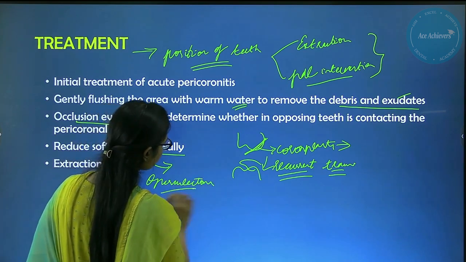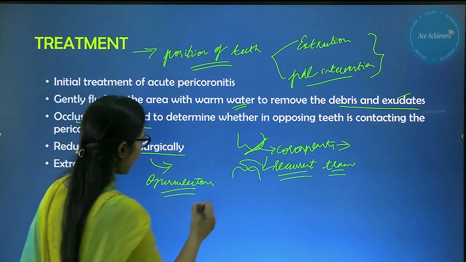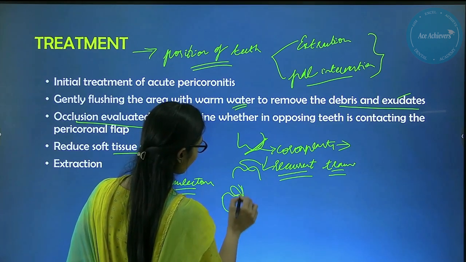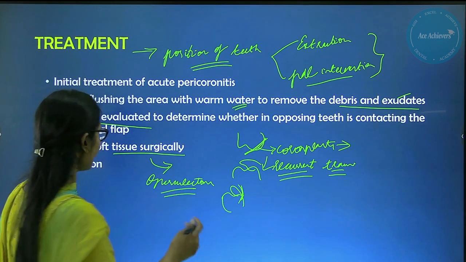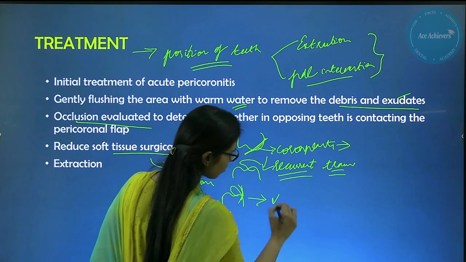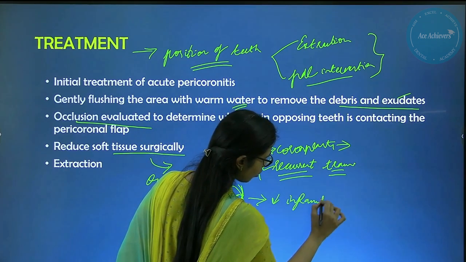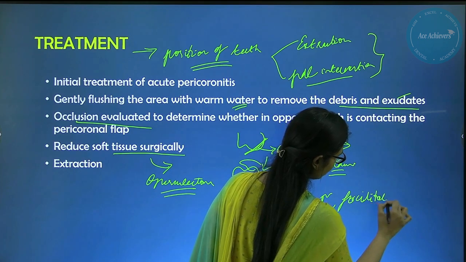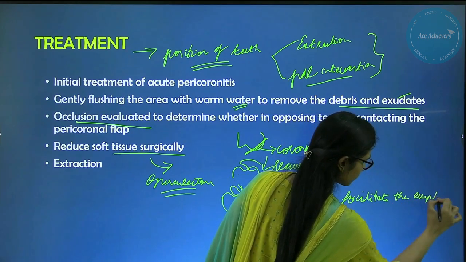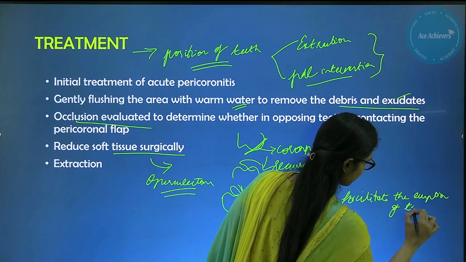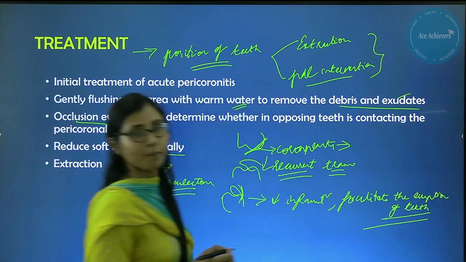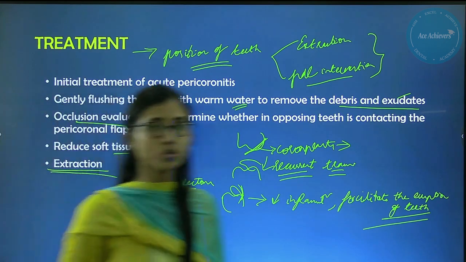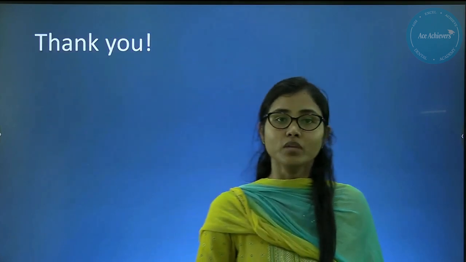So what we usually do is give antibiotics to the patients, and then after 5 days of antibiotic therapy, we do something called an operculectomy. We try to excise the operculum so that this reduces the inflammation and the food lodgement, and sometimes it will facilitate the complete eruption of the tooth. So this might facilitate the complete eruption of the teeth in some cases. The last option would be to go for extraction of the tooth. Okay, so thank you, students.